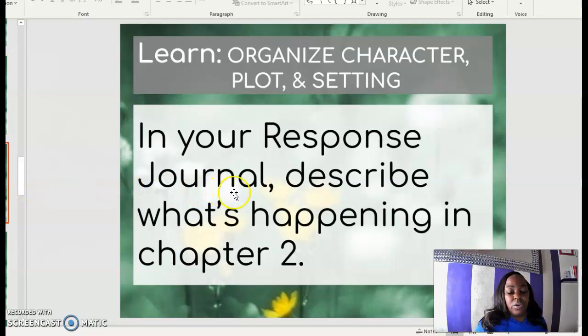In your response journal, which is your digital notebook, describe what's happening in Chapter 2. So this is where our writing piece comes into play. You're going to have the students write down what's actually happening in Chapter 2. Remember, that's something that they read for homework. And then you can have them share out, or mute themselves and share out what they actually learned in Chapter 2. Or you can just have them put it inside the chat box.